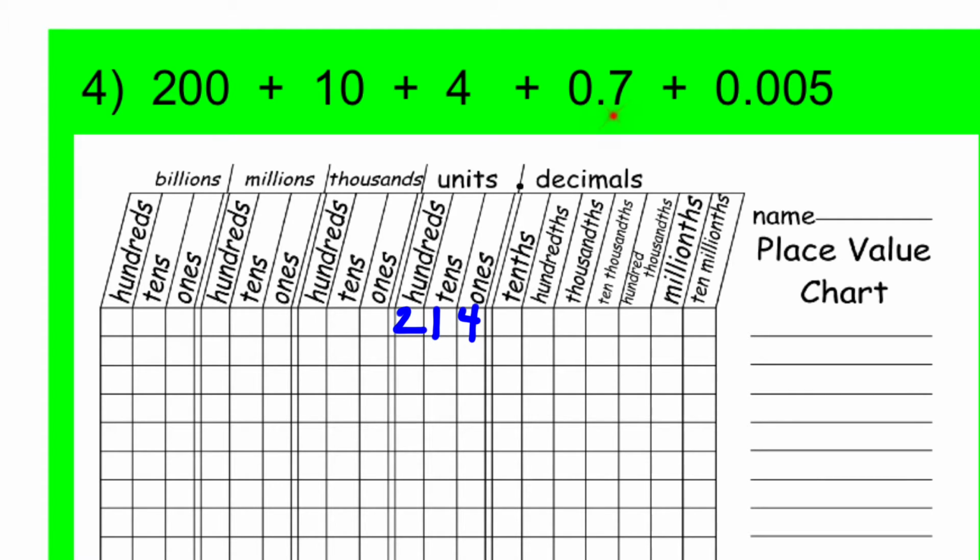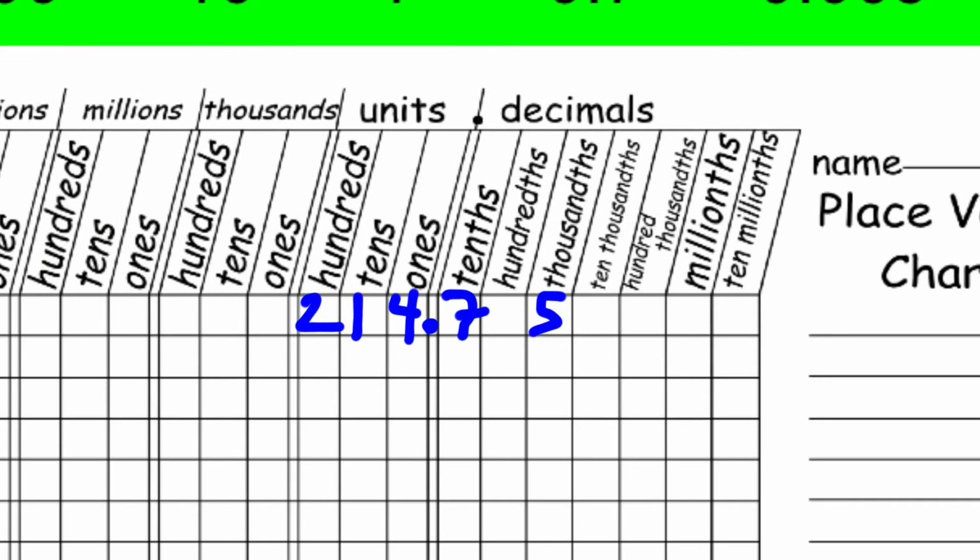Next, I have a 7 in the first decimal spot, and I forgot to put my decimal in. Then I have a 5 in the third decimal spot, right? 1, 2, 3. So I'll put a 5 in the third decimal spot. And look what I'm missing this time. I'm missing the second decimal spot. I'm missing the hundredths. So I have to have a placeholder there. We'll put a 0 placeholder.